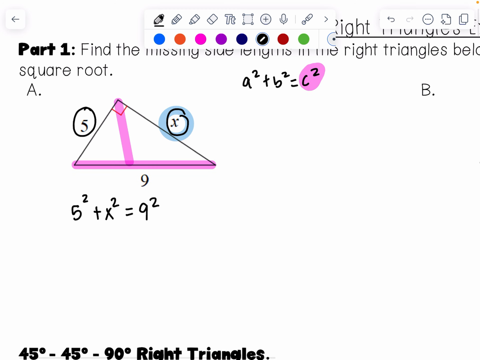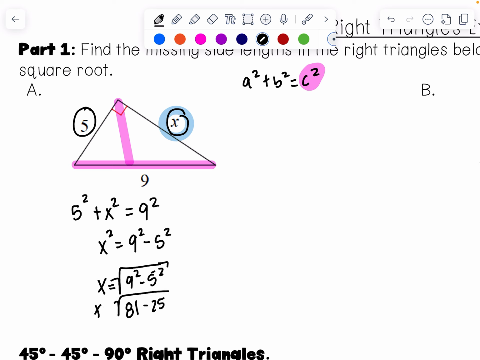In order to get x by itself, the first thing I'm going to do is subtract that 5 squared to the other side, and then square root both sides. Now at this point, I could go ahead and use my calculator to do the inside. That's going to be 81 minus 25, which is 56. So 9 squared is 81, 5 squared is 25. That's that math I just did right there, which is going to give me x equals the square root of 56.